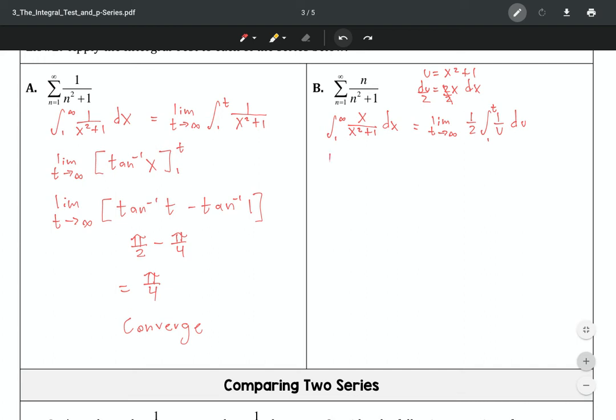All right, so this is going to be 1/2 the limit as t goes to infinity. Now the antiderivative of 1 over u is the natural log of u. So now I'm going to substitute back: instead of the natural log of u, I'm going to write the natural log of the absolute value of x squared plus 1, between 1 and t. So this is 1/2, and at that point, I'm going to just plug in those limits.